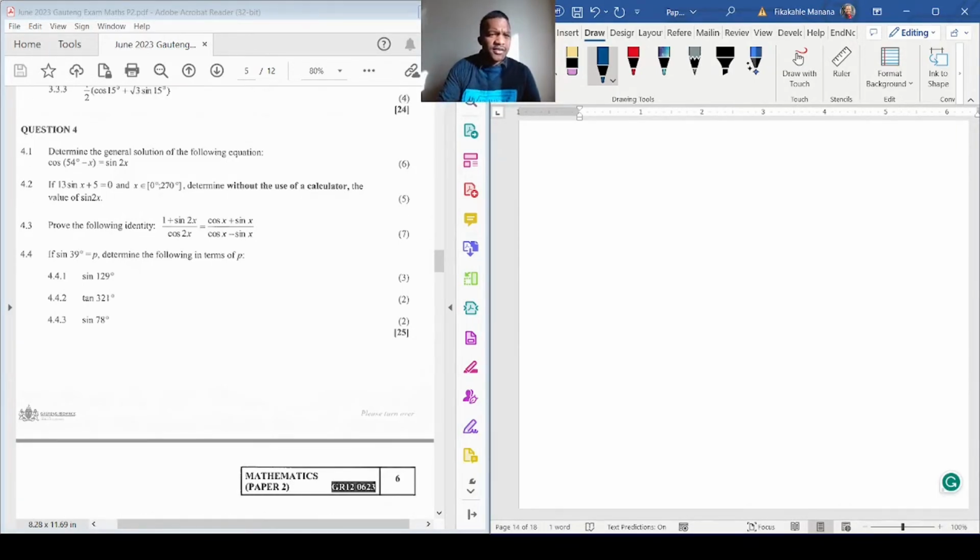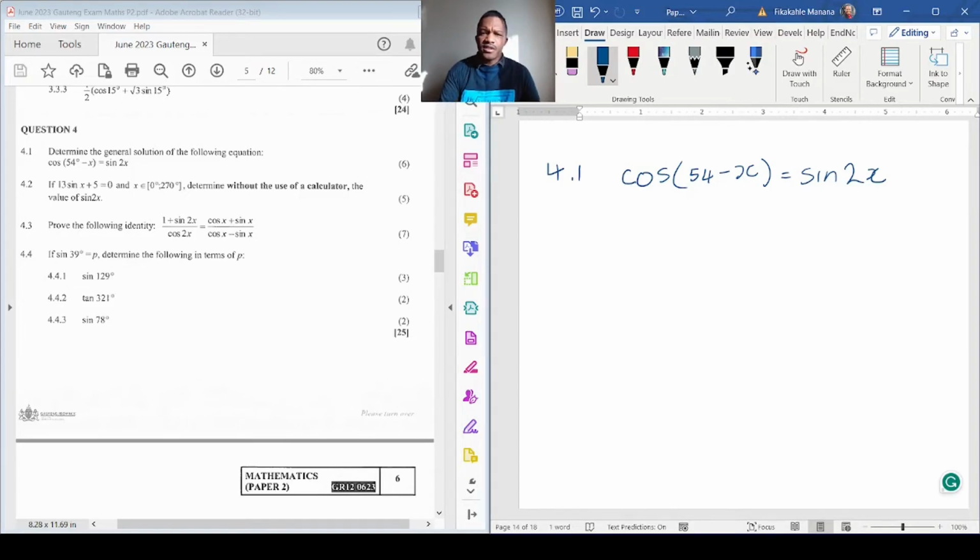And it says, 4.1 says, determine the general solution of the following equation. They give us the equation and it's cos 54 minus x is equals to sine 2x.